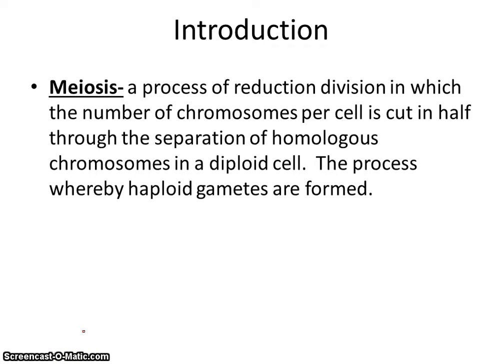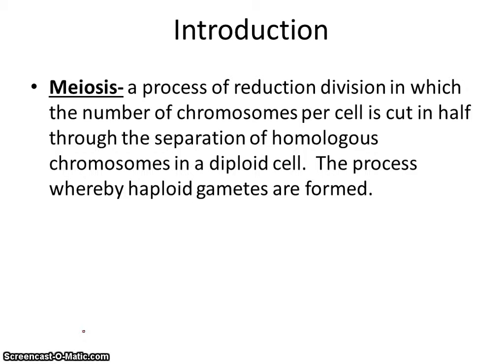This is a very technical definition, but we're going to understand this by the time we're done learning about this. Meiosis is a process of reduction division in which the number of chromosomes per cell is cut in half through the separation of homologous chromosomes in a diploid cell. Another way of saying it's a process where haploid gametes are formed. Let's not do a whole lot with this right now. Maybe we'll come back to this at the end.